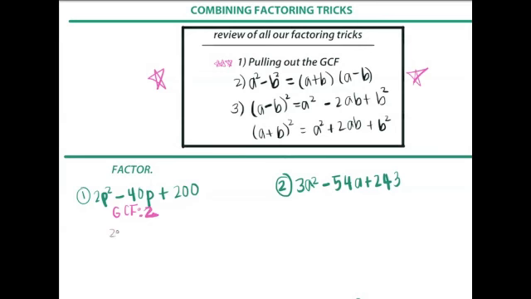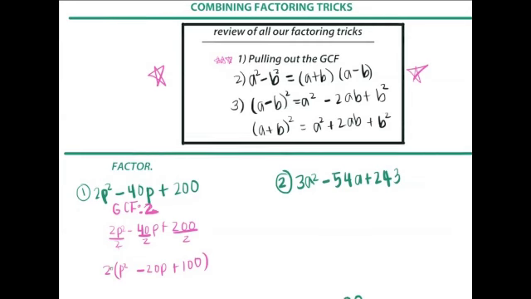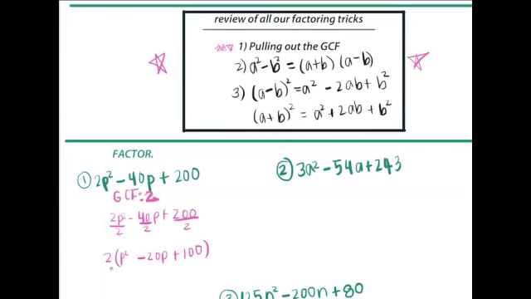Remember, once we figure out what the GCF is, you can rewrite the problem and you want to divide everything by the GCF. For this first term, the 2's cancel out, so I'm left with p squared. Then 40 divided by 2 is 20, drop that p down. Plus 200 divided by 2 is 100. Then I put that in a parenthesis and write my GCF on the outside. And what happens here is this inside can be further factored.